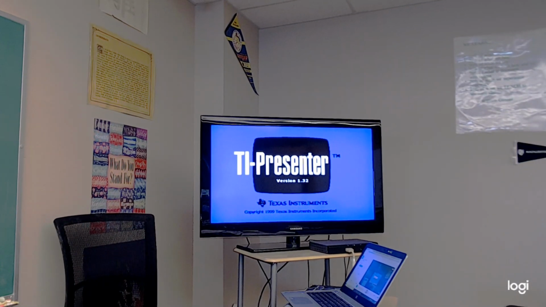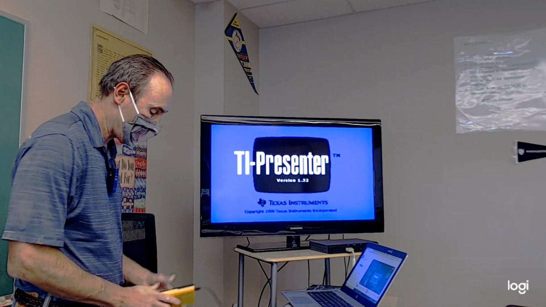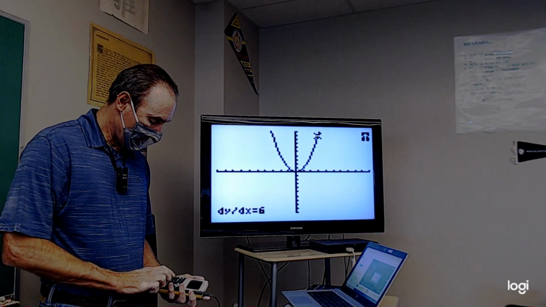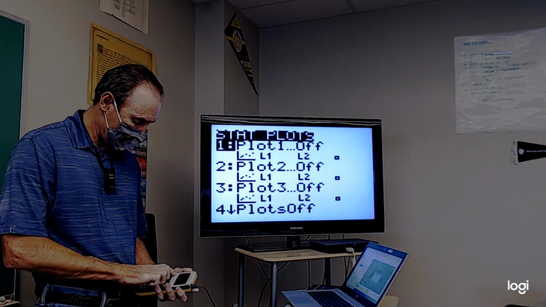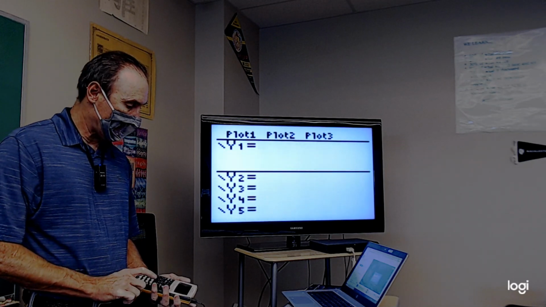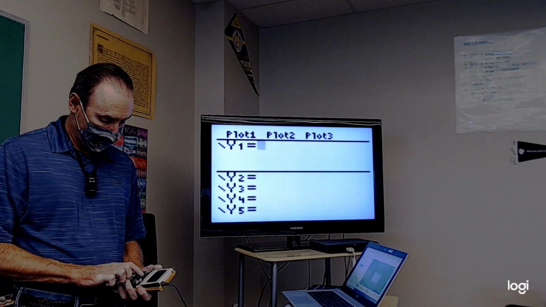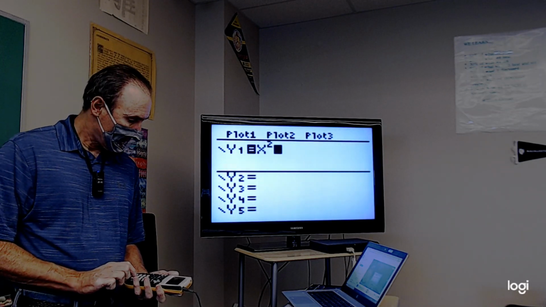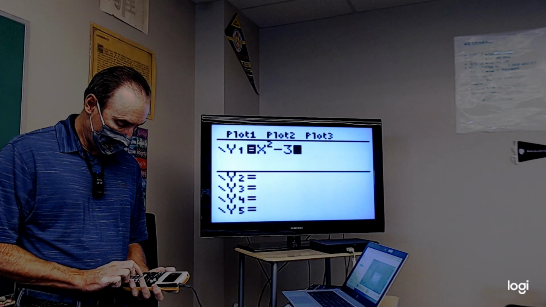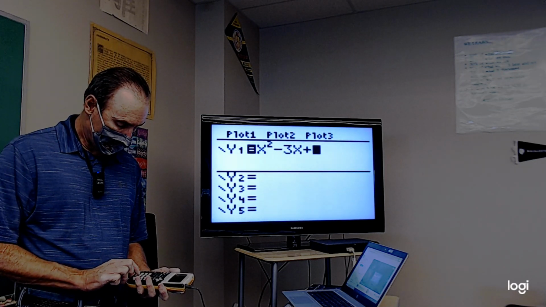Okay, so on the calculator, let's go for y1. So we're going to go y1, clear. I didn't want to do that. Clear that old stuff out. So we're going to put in x squared minus 3x plus 2. X squared minus 3x plus 2.